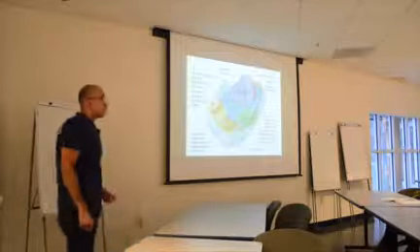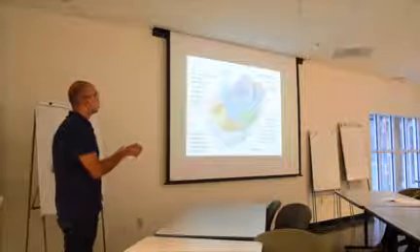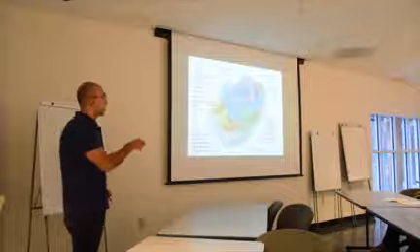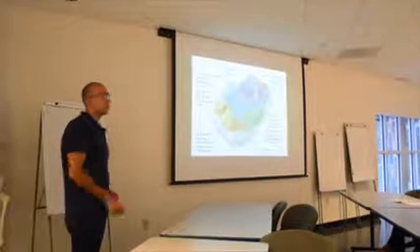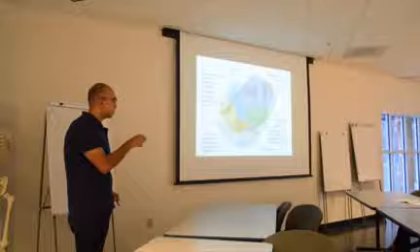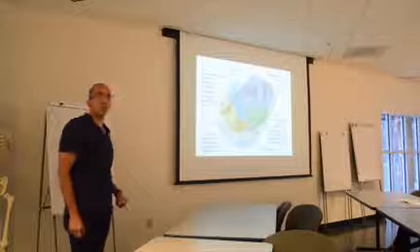This is how a cell will look like. As you see, forming the outer boundary would be my cytoplasmic membrane. Inside you have many organelles inside fluids. This is my cytoplasm. This is my control center. This is my nucleus.